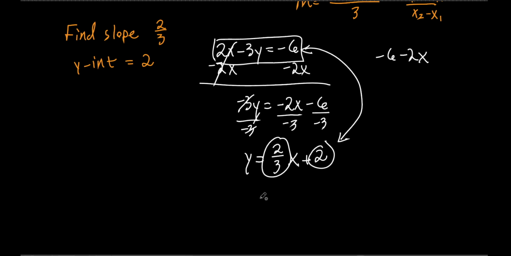Now, what is that 2/3? That's the slope. And what is this plus 2? That's the y-intercept.